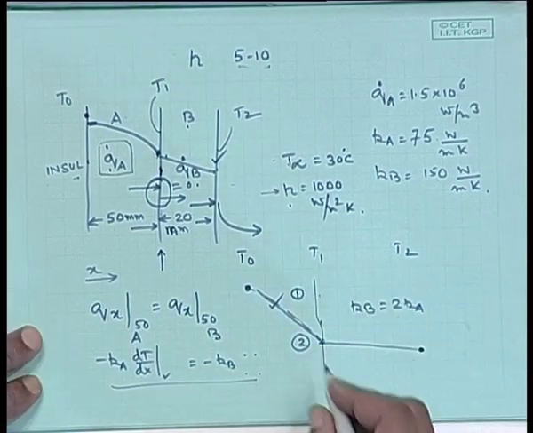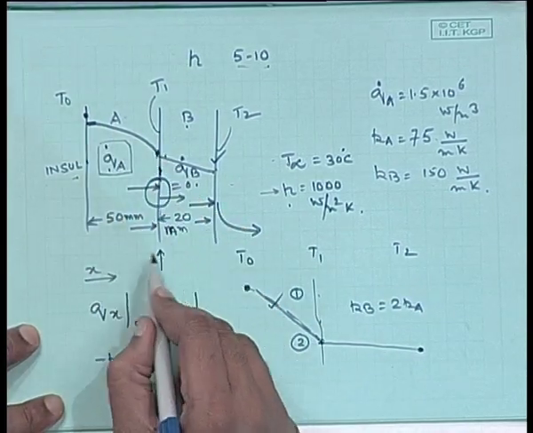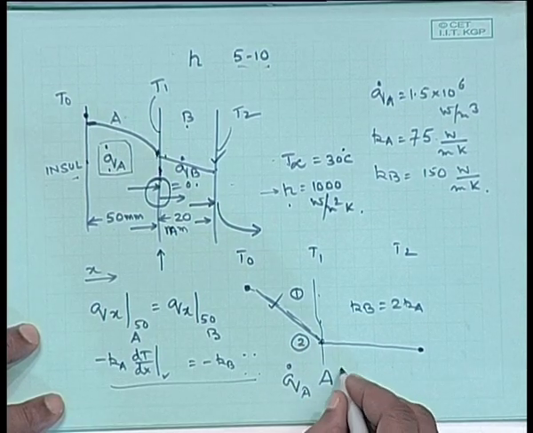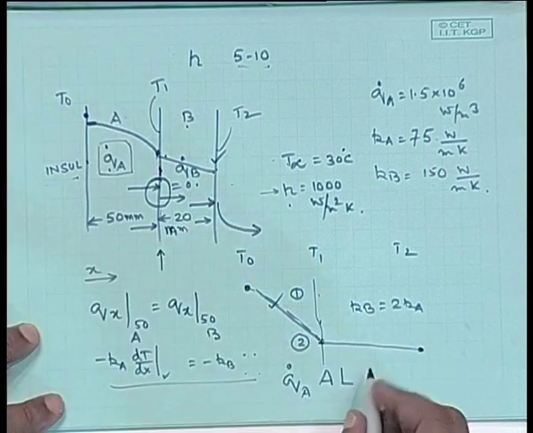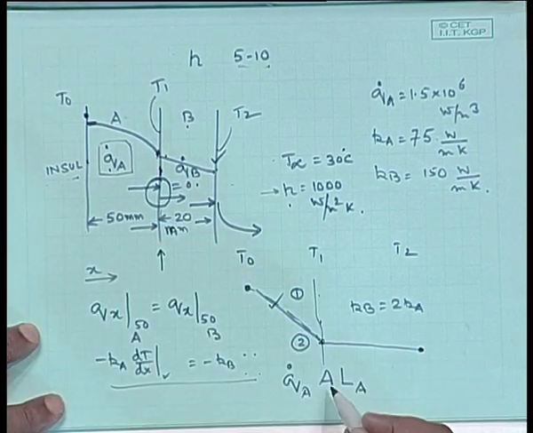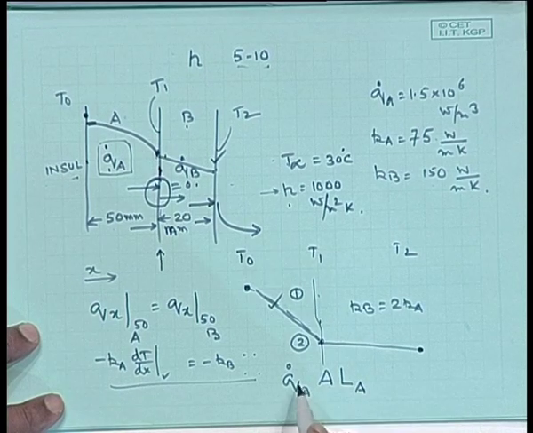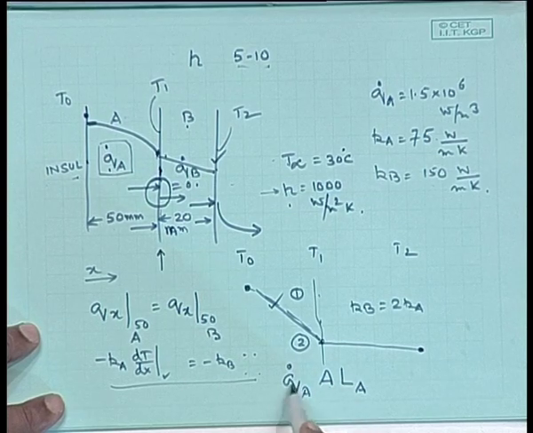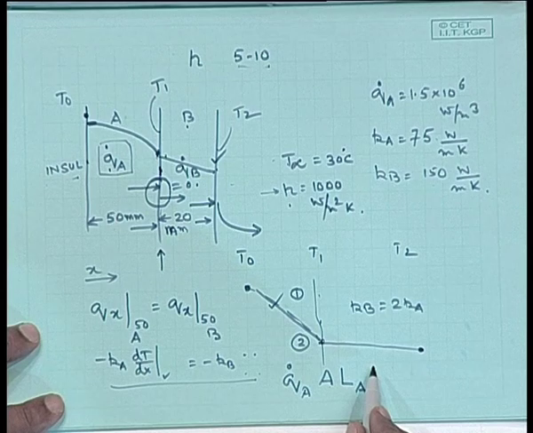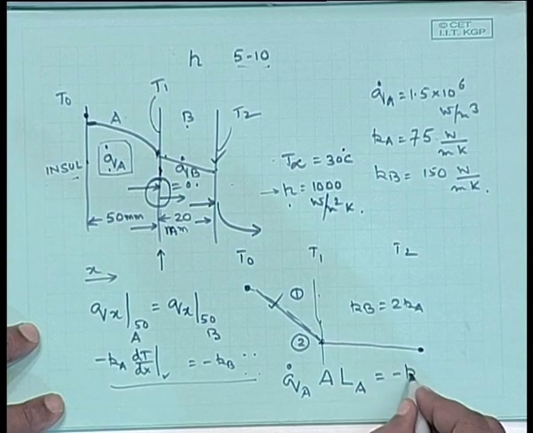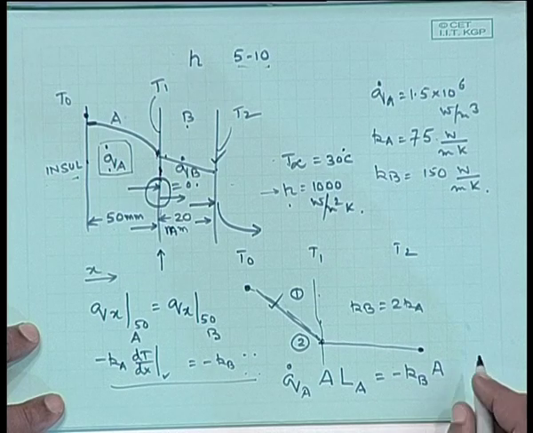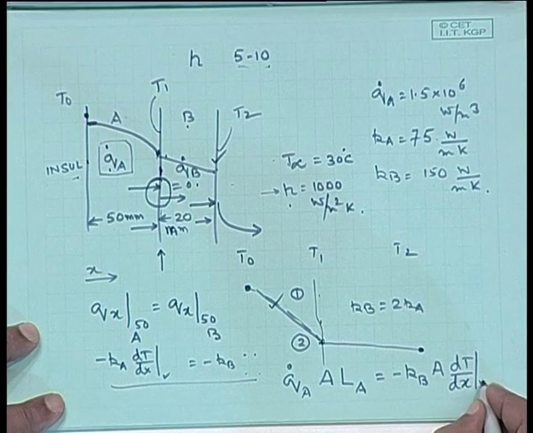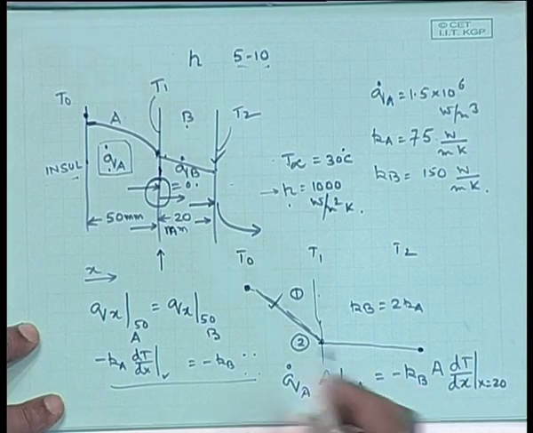In the previous condition, what I said is the total amount of heat generated in A would be equal to q dot A multiplied by the cross sectional area multiplied by the length, which is L A. So, A is the cross sectional area, L A is the length. So, q dot A, which is in watt per meter cube, multiplied by meter cube, so this would be watts. That means the total amount of heat generated should be equal to minus k B area times dT/dx at x equal to 50.